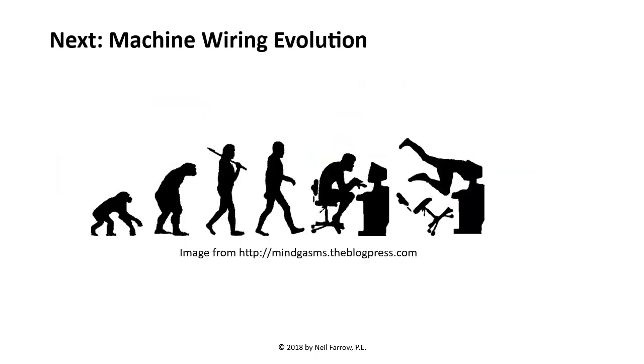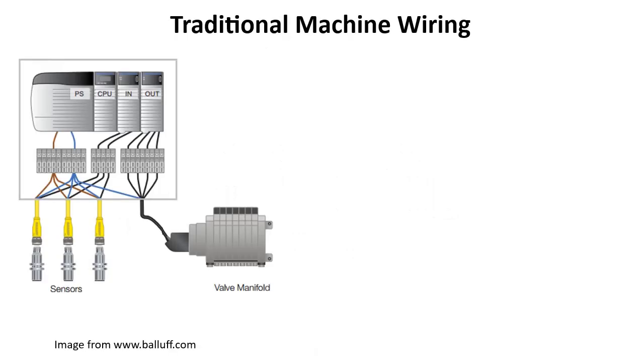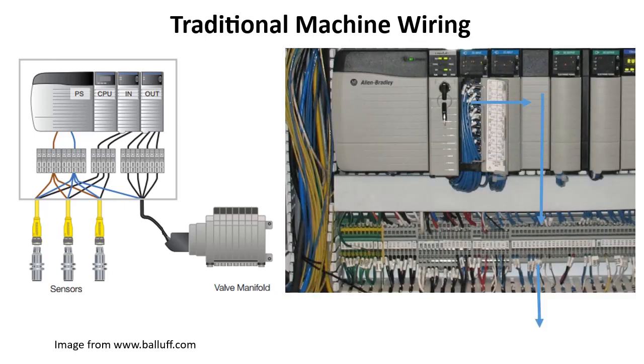Next, we're going to segue a little bit into machine wiring. This is a traditional machine wiring where you wire from a PLC input module down to a terminal, and then in the field you wire your sensors through a cord grip and you land each wire individually on terminals. And this is what it looks like, which is why the Panduits, the wireways, have covers.